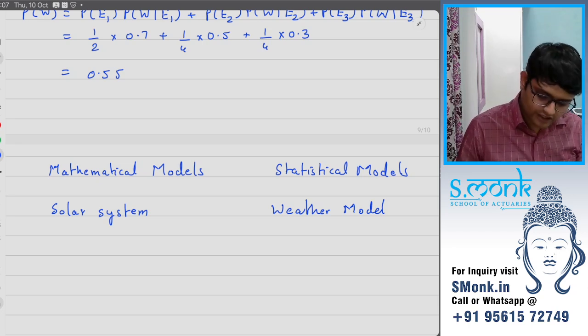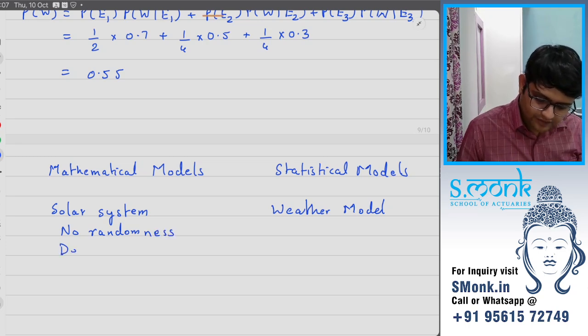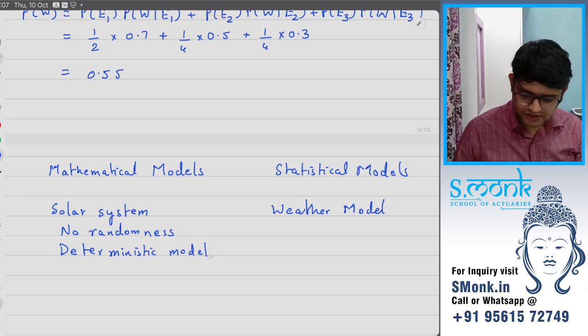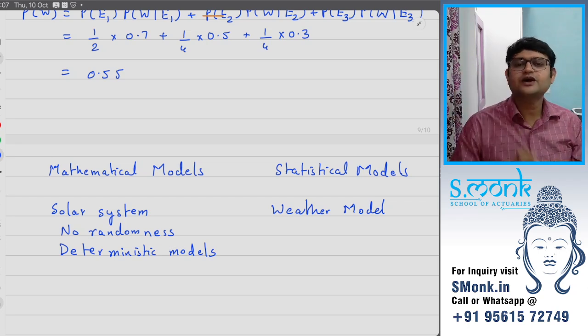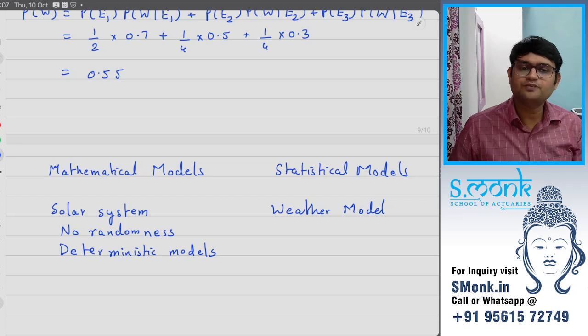Because it is a statistical model. In a mathematical model, we will not have anything random, no randomness. That is why they are called deterministic models. Because we can perfectly determine what would happen in the future, we can predict it, and the more accuracy you want, the more complications you will take. So the best model would be the most complicated model in a deterministic model.